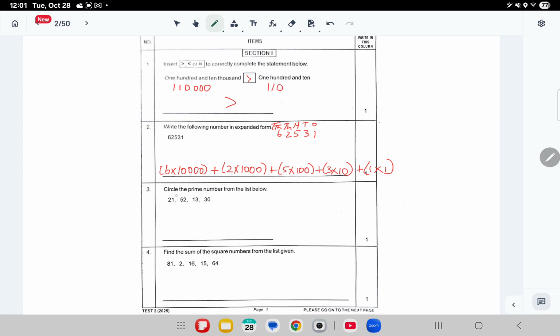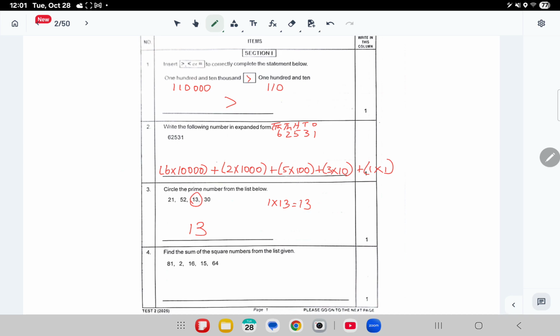62,531. So let's circle the prime number from the list below. We know a prime number only has 1 and itself as factors. So the prime number here would be 13, because only 1 by 13 will give us 13, no other combination.